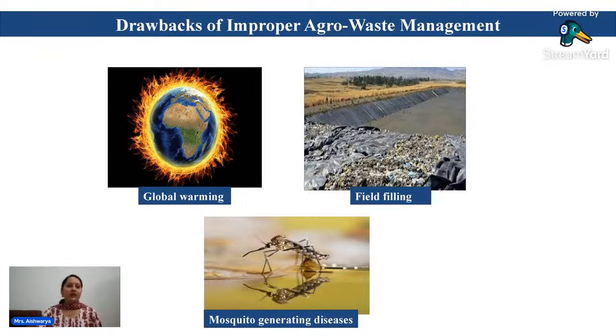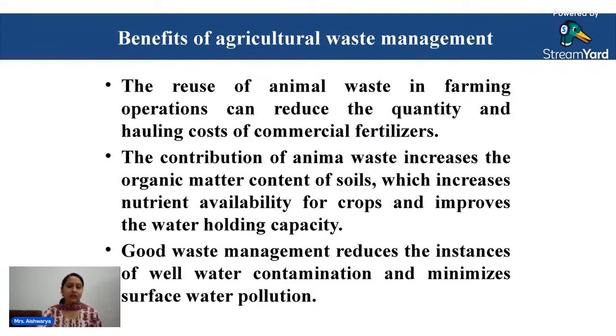The reuse of animal waste can reduce the quantity and haulage cost of commercial fertilizers. The contribution of animal waste increases the organic matter content in soil, which increases nutrient availability for crops and improves the water holding capacity of soil. Next is our groundwater.